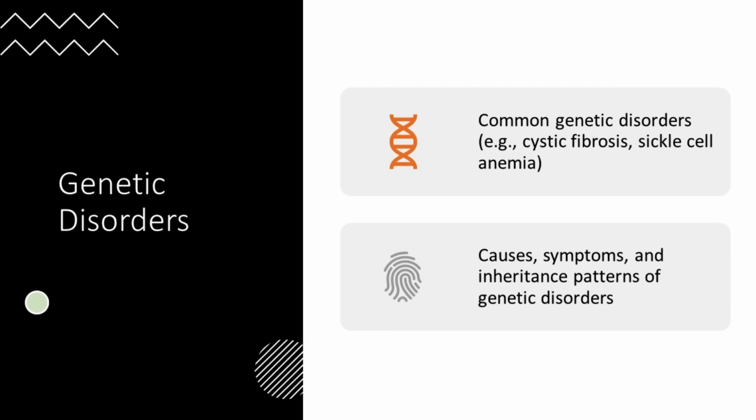Inheritance patterns. Genetic disorders follow specific inheritance patterns, including autosomal dominant, autosomal recessive, and X-linked inheritance. Autosomal dominant disorders occur when a person inherits a single copy of the defective gene from either parent. Autosomal recessive disorders require two copies of the defective gene, one from each parent, for the condition to manifest. X-linked disorders are caused by mutations in genes located on the X chromosome and predominantly affect males.